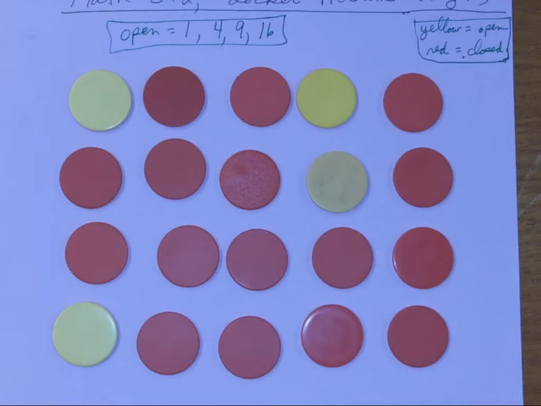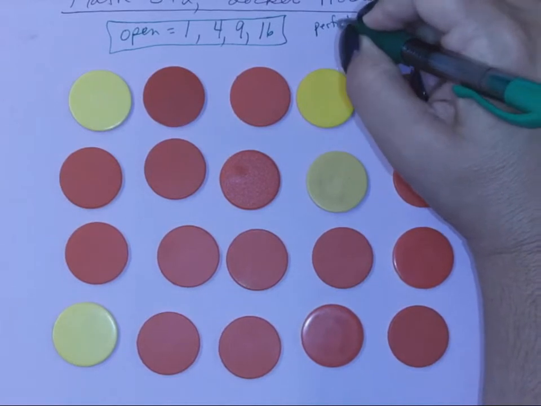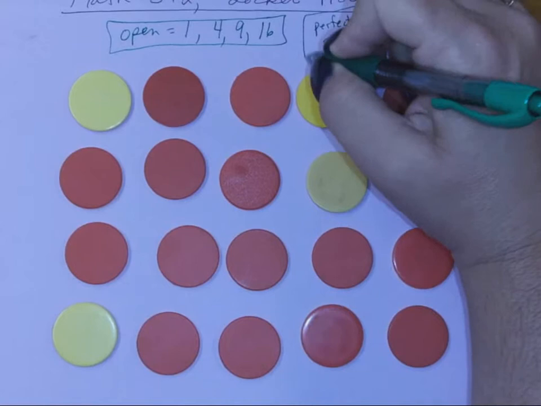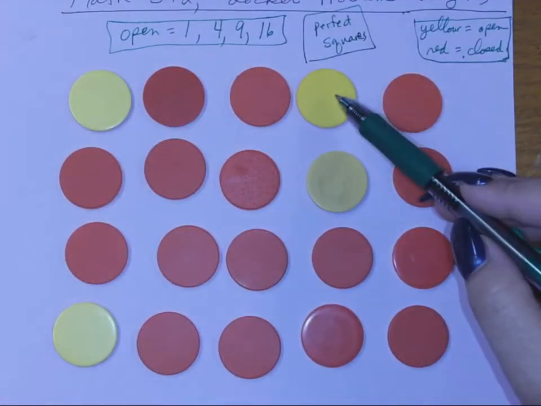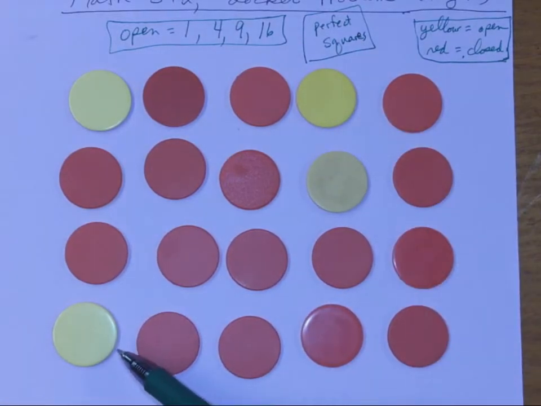What do we have there? Those are all perfect squares, right? Meaning that they're all some number times itself to get me that. 1 times 1 gives me 1. 2 times 2 gives me 4. 3 times 3 gives me 9. 4 times 4 gives me 16.